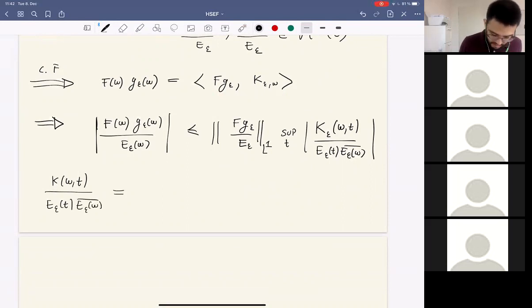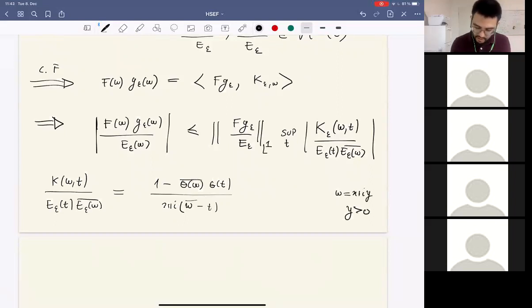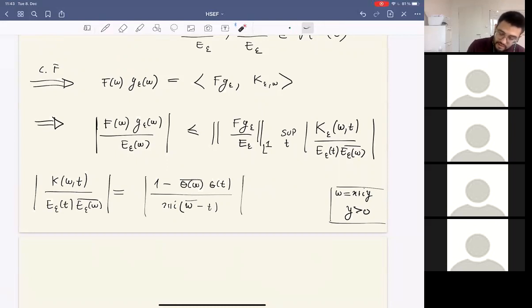This is what? This is a 1 minus theta r theta t divided by 2 pi i, then W minus W bar minus C. Recall the W here is always X plus IY. You only want to consider when Y is greater than zero. So if I do the moduli here, okay, W is in the upper half plane, so this is less or equal than one. This is on the line, so the moduli is equal to one.